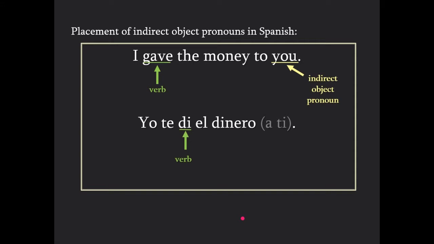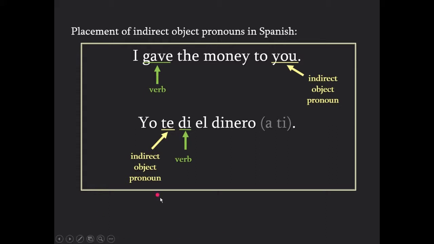But notice where the indirect object pronoun comes. It comes in front of that word. In English, we put our pronouns after our verbs. In Spanish, that is not the case. Notice the te comes in front. So that may seem backwards to you, but you just have to memorize that in Spanish, we put the indirect object pronoun in front of our verb instead of behind it.